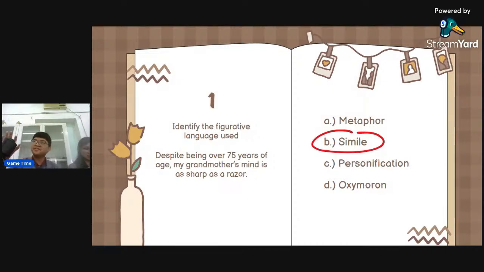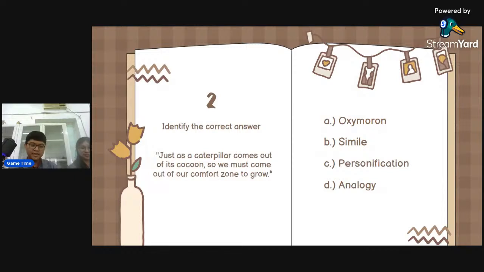Okay. Next, we have the second sentence. Just as a caterpillar comes out of its cocoon, so we must come out of our comfort zone to grow. So is this A, an oxymoron, B, a simile, C, personification, D, an analogy?